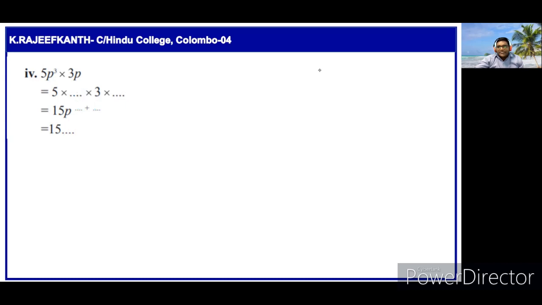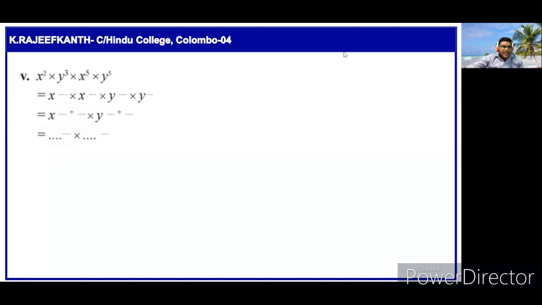Then the next one, x to the power of 2 times y to the power of 3 times x to the power of 5 times y to the power of 5. First we have to rearrange. Then x to the power of 2 times x to the power of 5 times y to the power of 3 times y to the power of 5. Here these two powers have the same base, so directly we can add these two indices. Then x to the power of 2 plus 5.